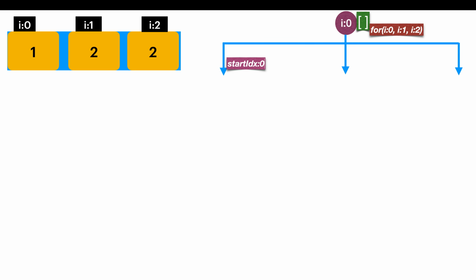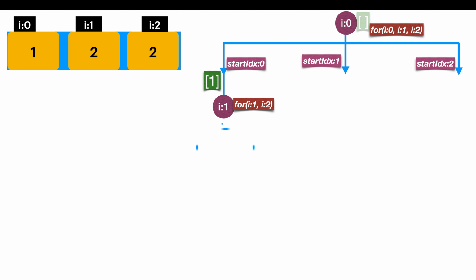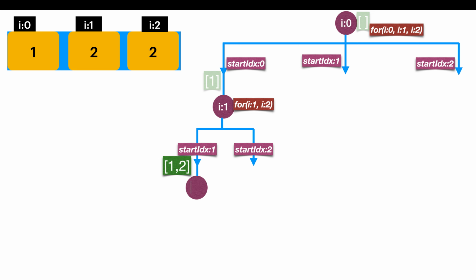So we can start with either index 0 or 1 or 2. Let's go with index 0. We add the index 0 value to the subset, so it becomes subset 1. From start index 0, we initiate a recursive call to the next index. Now the caller index becomes 1. From caller index 1, we can start with either index 1 or index 2. So let's go with index 1. So we add the index 1 value. Now the subset becomes 1 comma 2. So from here, we initiate a recursive call to the next index.